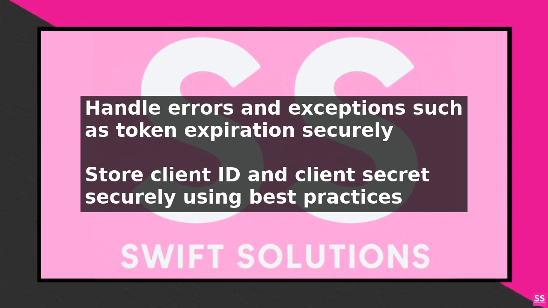In summary, authenticating to the Bill.com API involves registering for a developer account, creating an application, obtaining credentials, deciding on an authentication method, and handling errors and exceptions. By following these steps and best practices, you can securely authenticate to the Bill.com API and start making API requests.